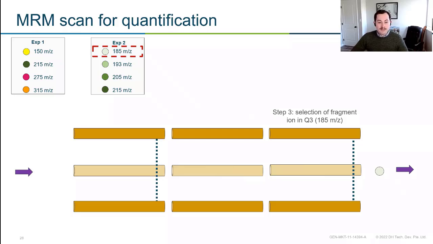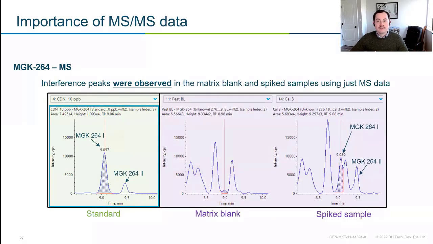So that sounds great, but maybe it seems like a little bit of overkill to you. Why not just use the first ion, that 215? Surely that should be selective enough. And in some cases it might be, but in a lot of cases it's not. And I've got an example here from some data I worked on with a customer.